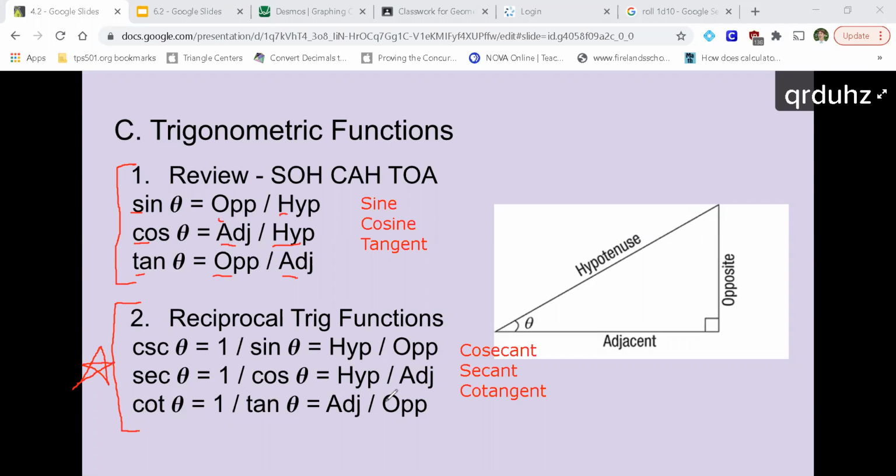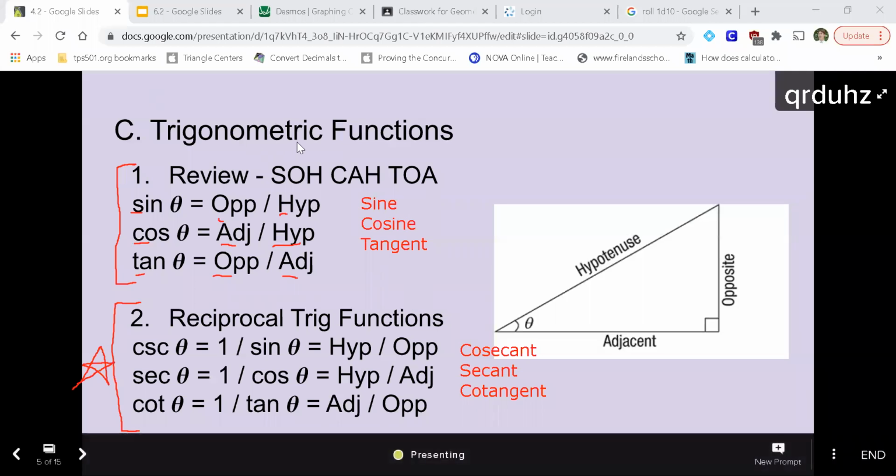So if you know what sine is, you know what cosecant is. If you know what cosine is, you know what secant is. And if you know what tangent is, you know what cotangent is. It's just your answer flipped. All right, does anyone need more time to write this down? Okay.